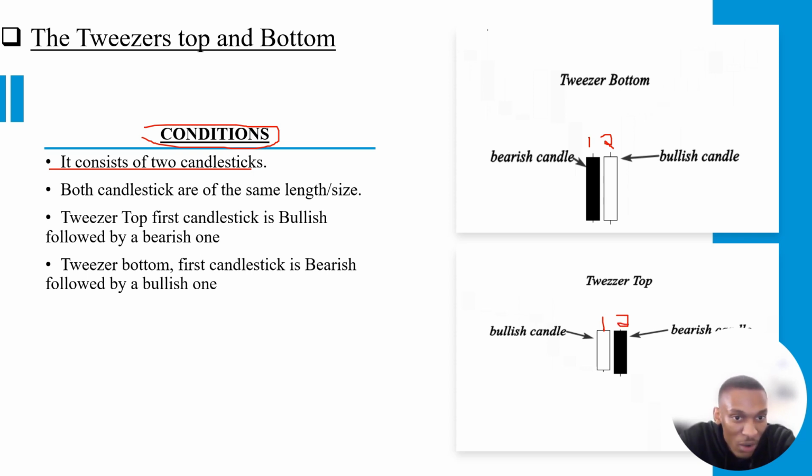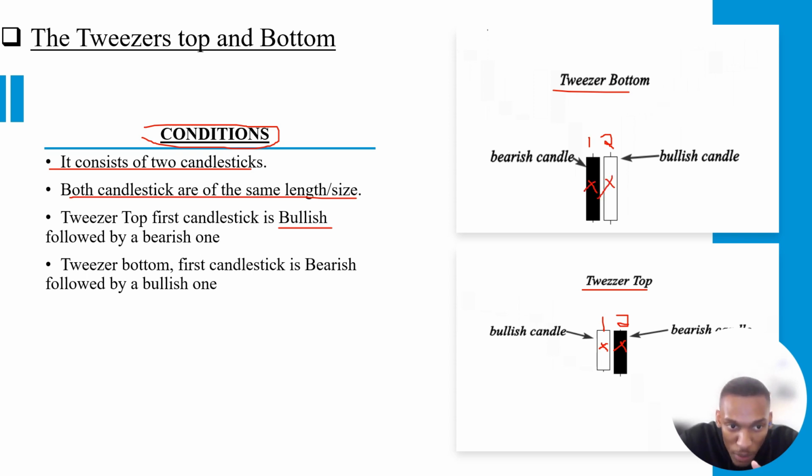Both candlesticks are of the same length, meaning the bodies are of the same length. But then note, we'll talk about this later. The third one, tweezer top. The first candlestick is bullish, followed by a bearish one. The tweezer bottom, the first candlestick is bearish, followed by a bullish one.